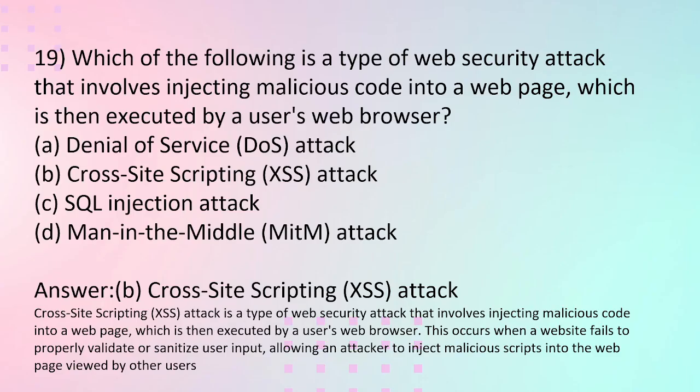Which of the following is a type of web security attack that involves injecting malicious code into a web page, which is then executed by a user's web browser? And the answer is cross-site scripting attack. It is a type of web security attack that involves injecting malicious code into a web page, which is then executed by the user's web browser.